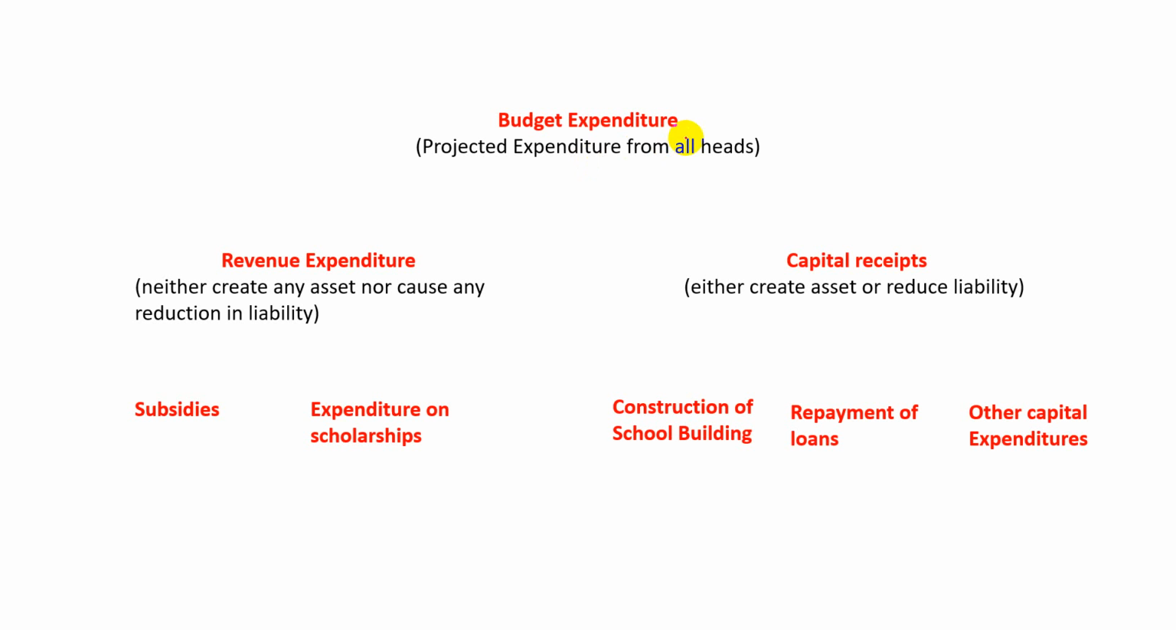Budget expenditure, another part of the budget. Budget expenditures are the projected expenditure from all heads of the government. Budget expenditure has two parts: revenue expenditure and capital expenditure.